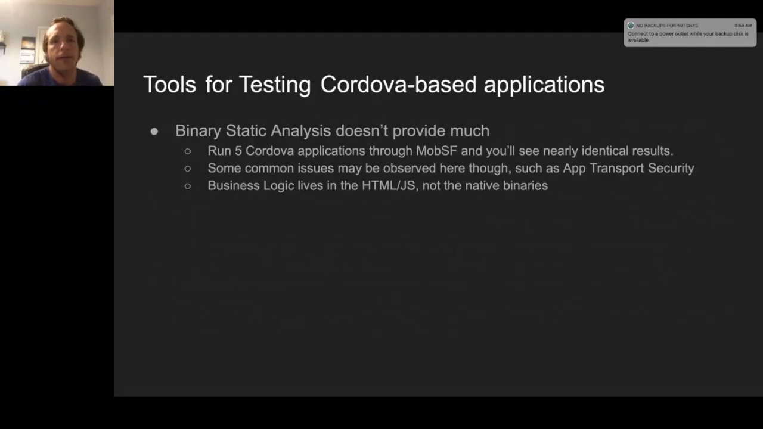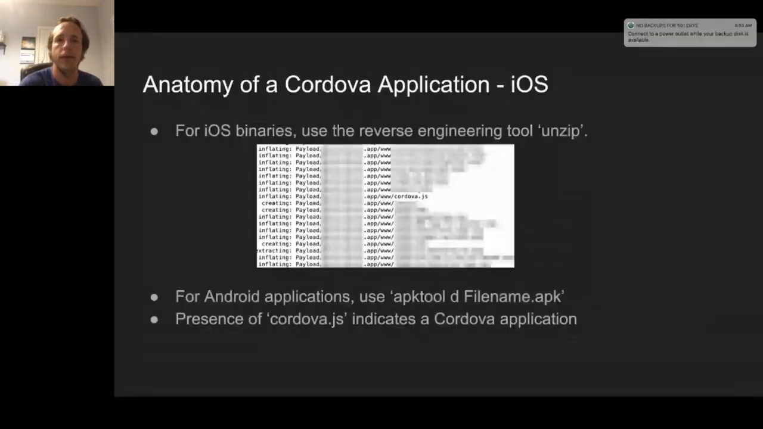So I will just go ahead and give you a bit of a heads up on how to start looking at a Cordova application. There's this really advanced reverse engineering tool called Unzip. I don't know if you guys have heard of it or ever used it, but if you have an IPA file, you can use this tool. And if you find something like this, where you have a Cordova.js, that's going to tell you that it's a Cordova application.